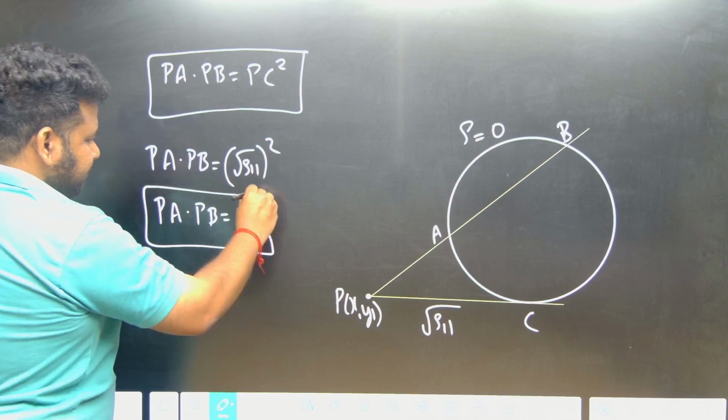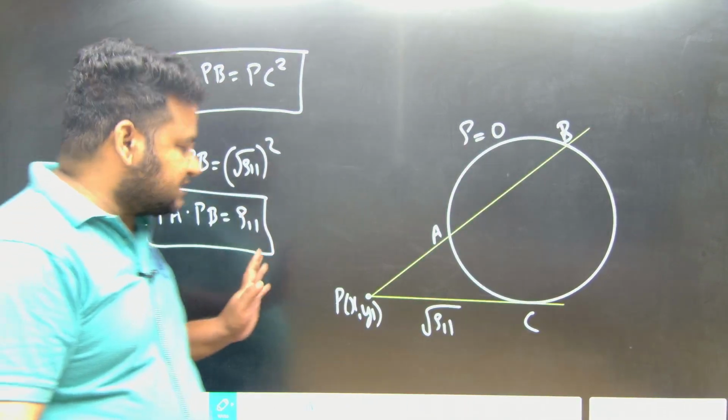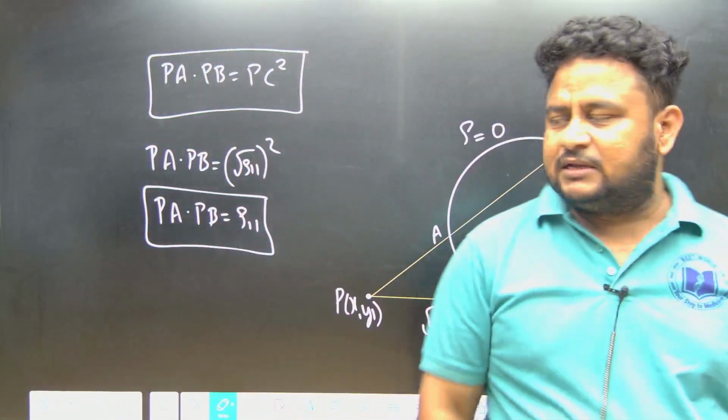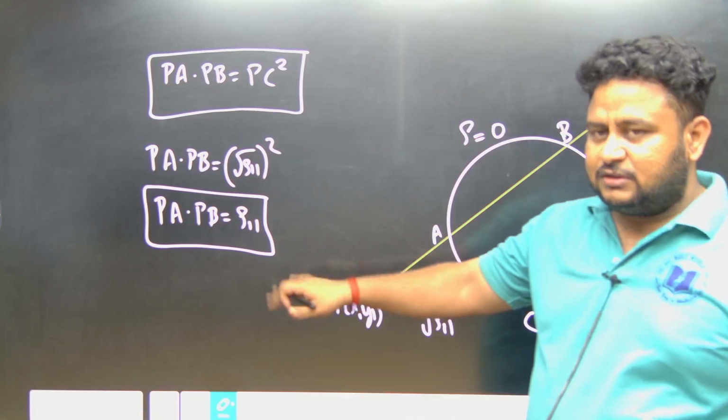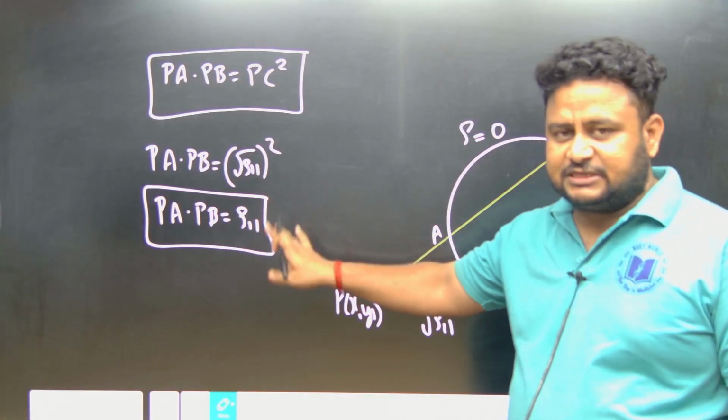So I will get it as what? PA into PB will be equal to what, friends? S11. PA into PB is S11. So that is how the length of the tangent will be useful for us. This condition is useful in some of the questions. That's why you should remember this condition.